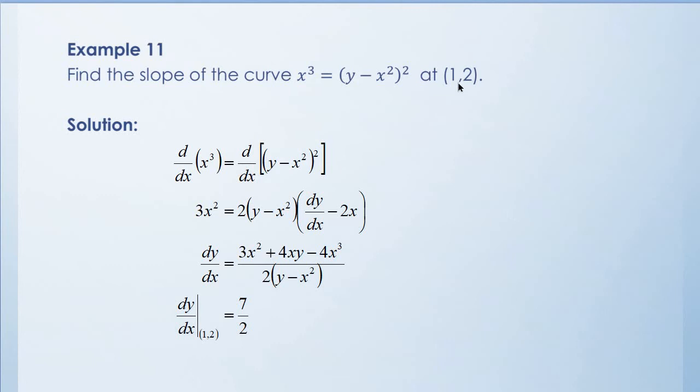Then next, the question said at the point (1, 2), which is x coordinate equal to 1, y coordinate equal to 2. So we substitute x equal to 1, y equal to 2 in this function, and we will get 7 over 2, or 7 divided by 2.